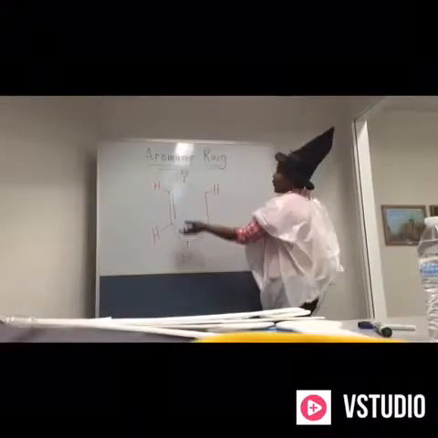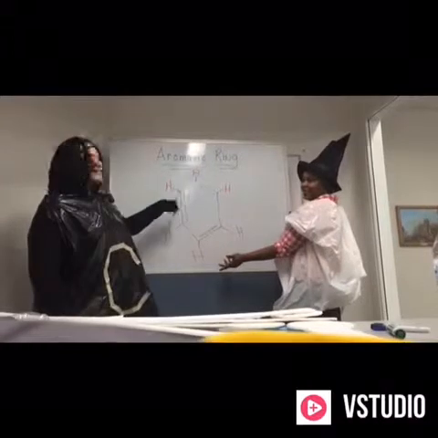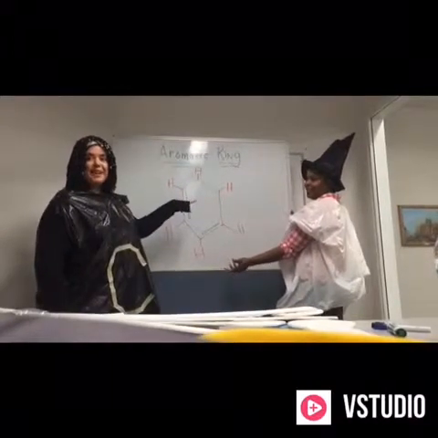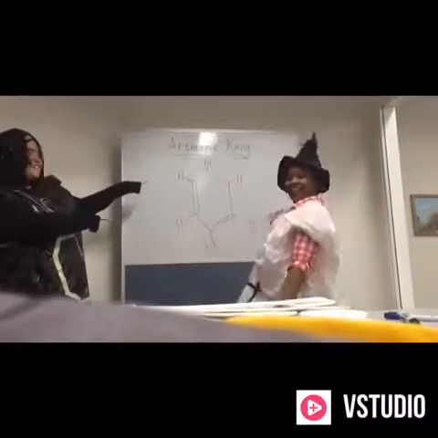Aromatic ring. You have a ring with 6 carbons, you put 6 hydrogens in, you have 3 alternating double bonds within the ring. You form a delocalized ring and you spin yourself around. And that's what it's all about.